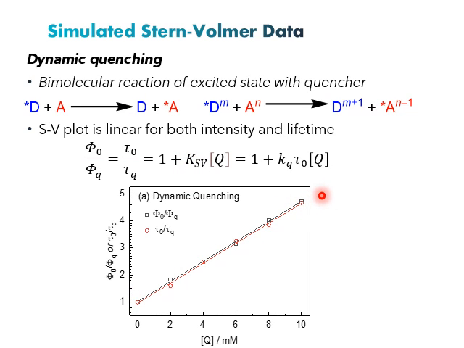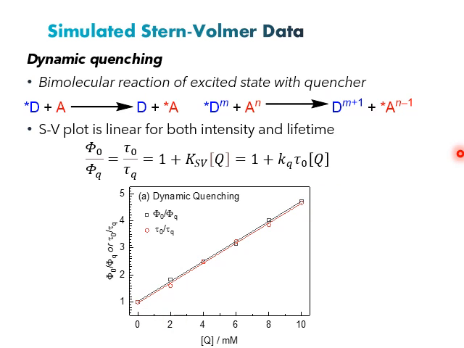This is again simulated data, but we have real data from our lab that looks just about this good, where the 2 plots will overlay perfectly with each other if dynamic quenching is occurring. And so in that case, whether you measure it in terms of the quantum yield or you measure it in terms of the lifetime, you'll get the same type of plot, the same slope. All the parameters will come out identical to each other.